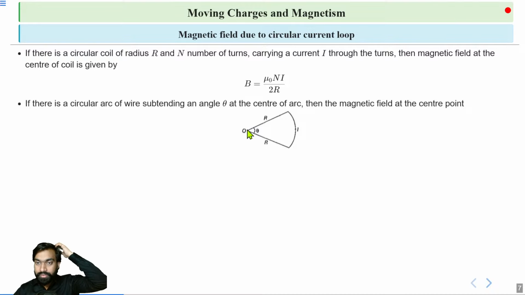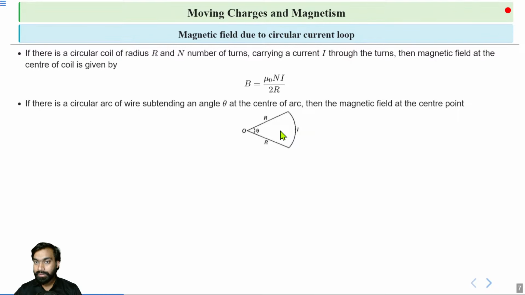Now consider a circular arc of wire, which is a part of a circle, subtending an angle theta, as shown in the figure. The radius of the arc is R, and the wire carries a current I.